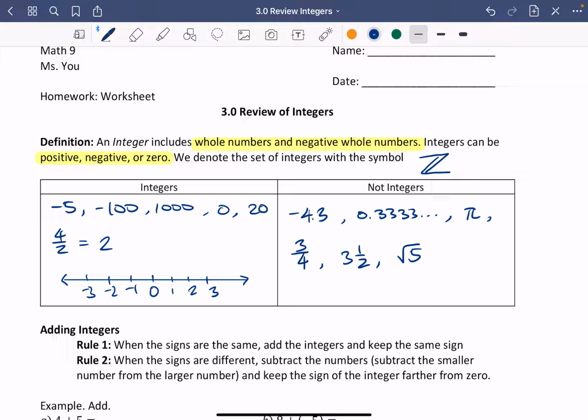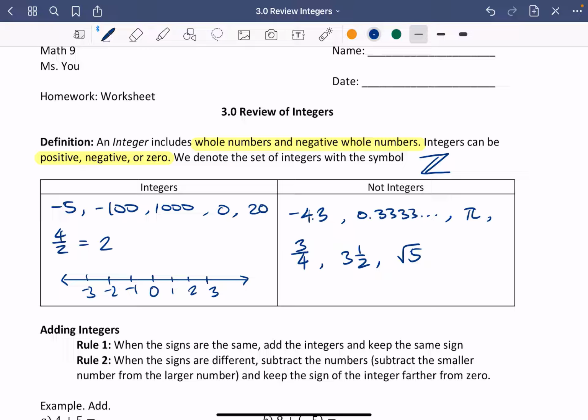3 over 4 cannot be reduced to an integer, so not an integer. And then 3.5, again, same problem, cannot be reduced. And root 5. Root 5, if you try to calculate it using your calculator, it's going to equal 2.6, etc. It's an infinite decimal, so it's not an integer either. Okay, so integers only include positive, negative, and 0 counting numbers. Okay, now that's the basics of integers.